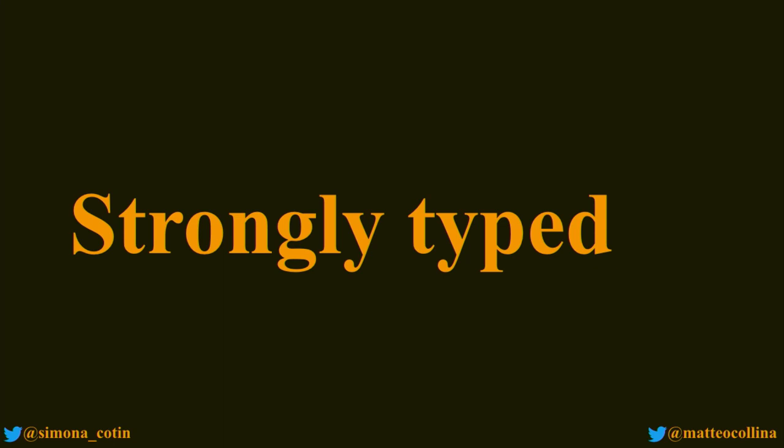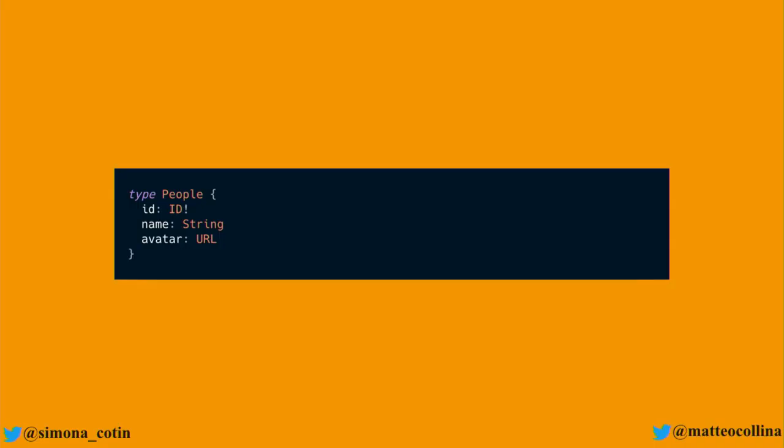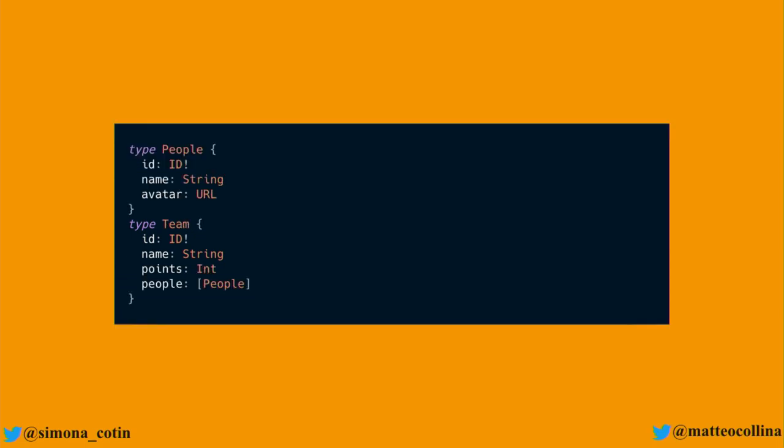It's also strongly typed. So each one of those entities that we've talked about is strongly typed. You can define the type. Let's see what that means. So we have a type People. And a People object has an ID, which is required, with an exclamation mark. And it has a name that is a string. And an avatar, a picture, a URL. So those things are validated. So the developers can only ask for that data.